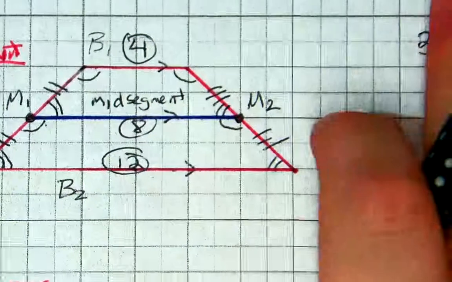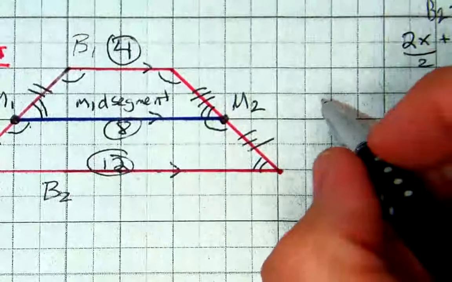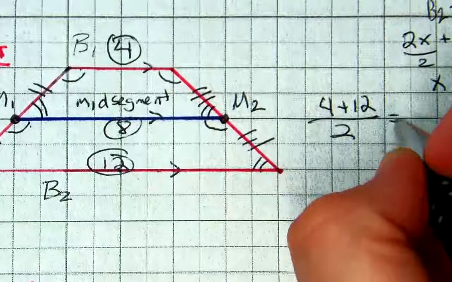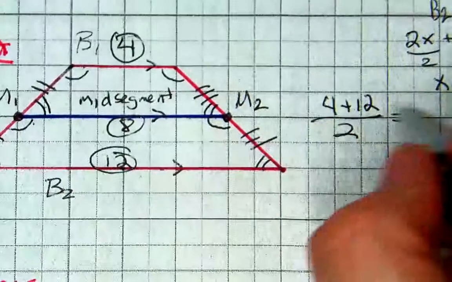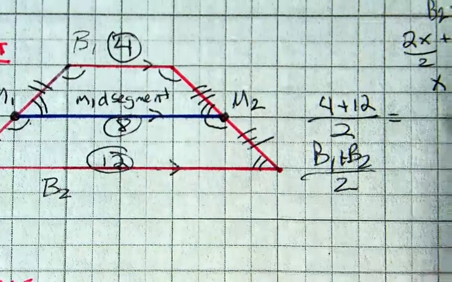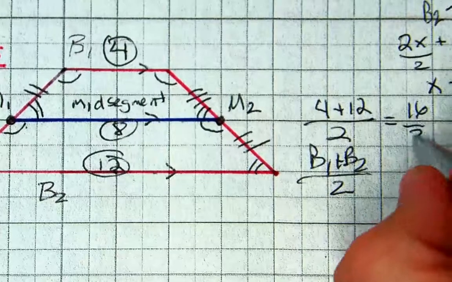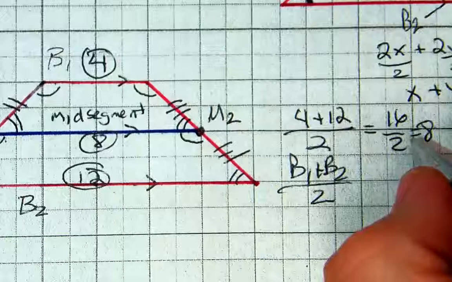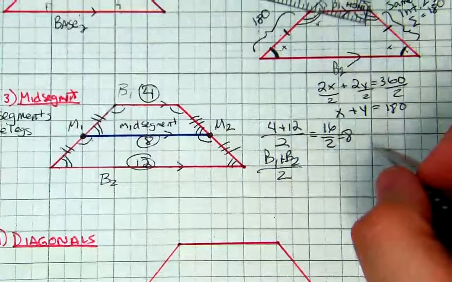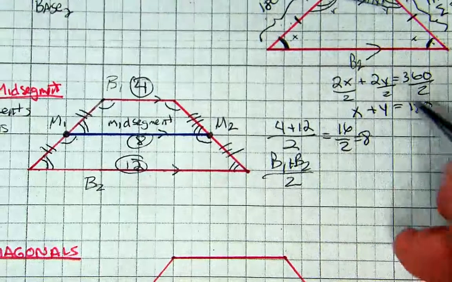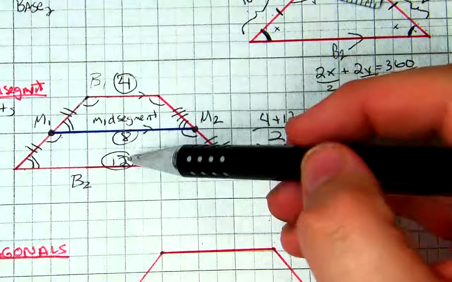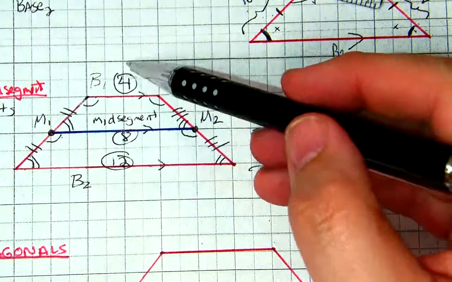And if you were able to see that 4 plus 12 divided by 2, the average of the bases, base 1 plus base 2 over 2, that's 16 over 2, which is equal to 8. That's the length. Here, let me zoom out because we're running out of some spaces. Zoom the other out. That's your midsegment.